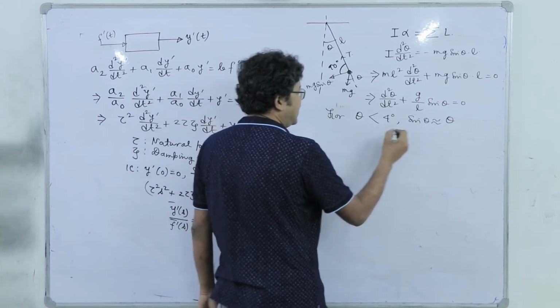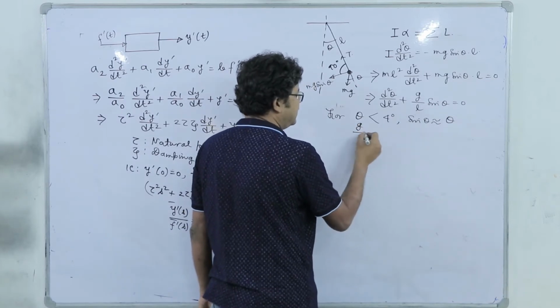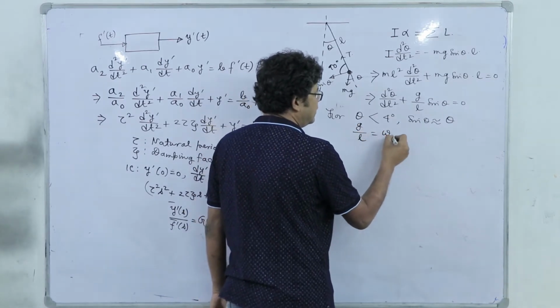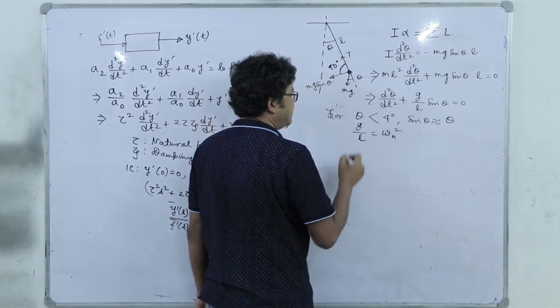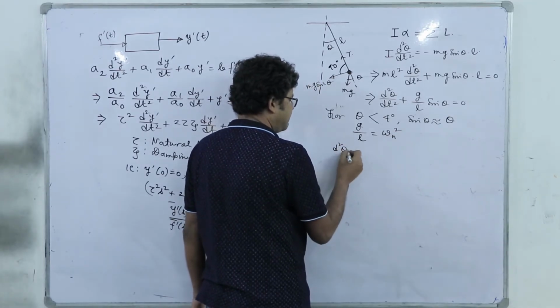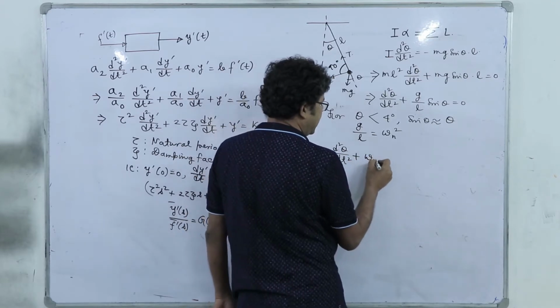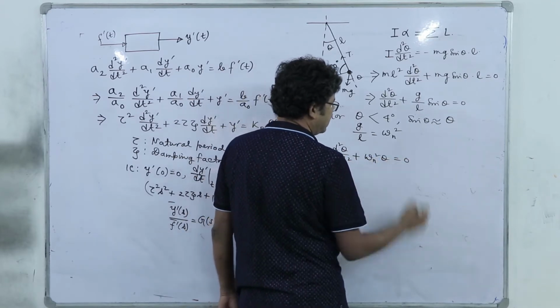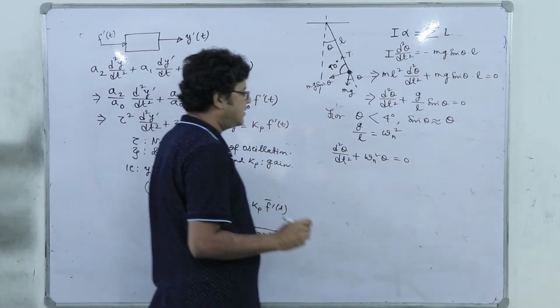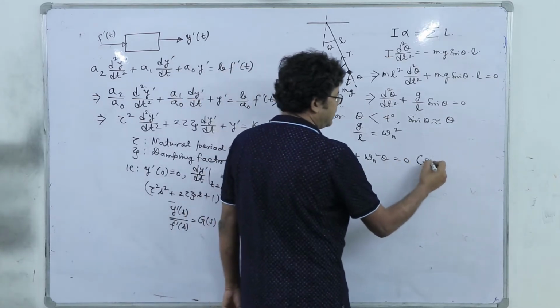So with that, we refer to g by L as omega n square. So d square theta dt square plus omega n square theta equal to 0. So that's the typical equation of simple harmonic motion.